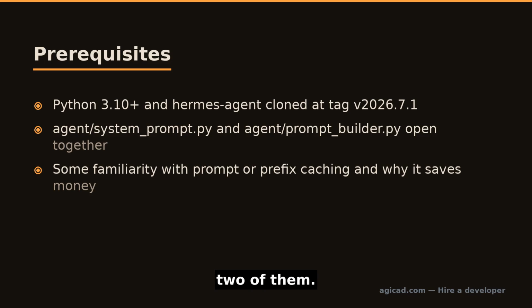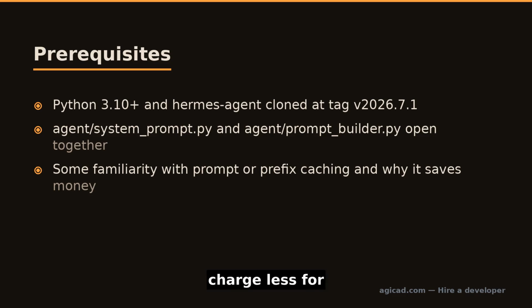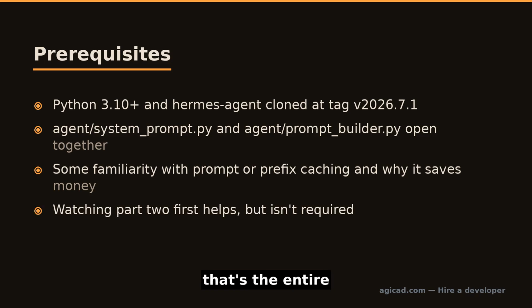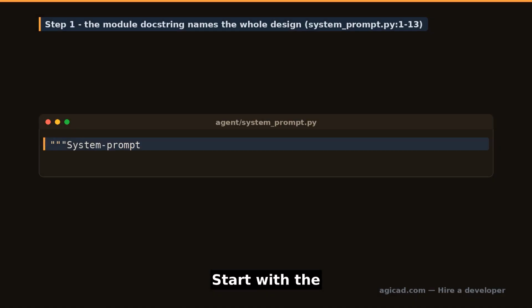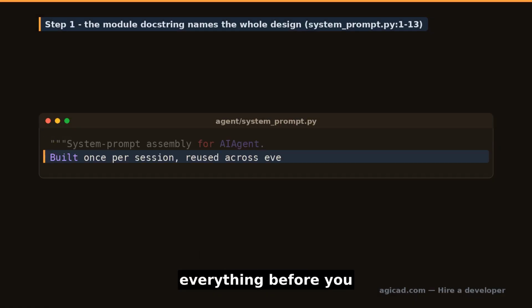It also helps to have a rough sense of what prompt or prefix caching is, and why providers charge less for tokens they've already seen before, because that's the entire reason this file is built the way it is. Watching part 2 on the agent loop first will help you place this in context, but it isn't required to follow along. Start with the docstring at the very top of the file, because it tells you everything before you read a single line of real code.